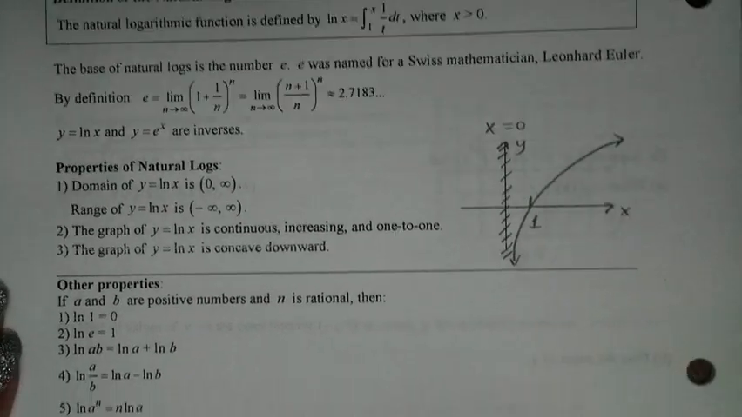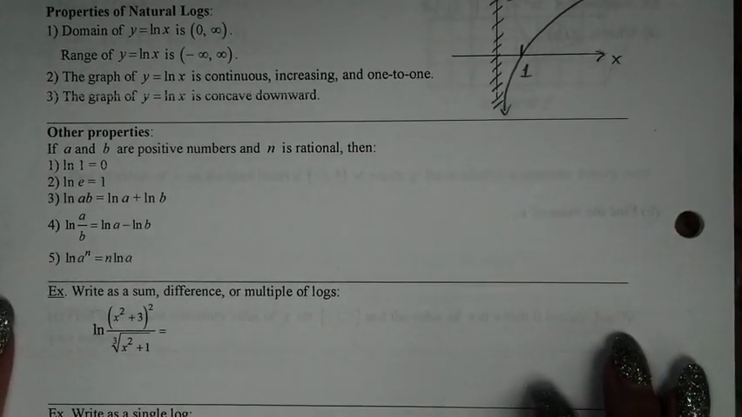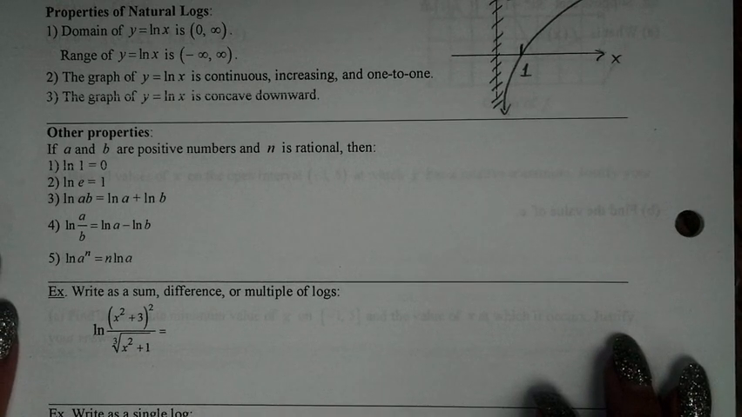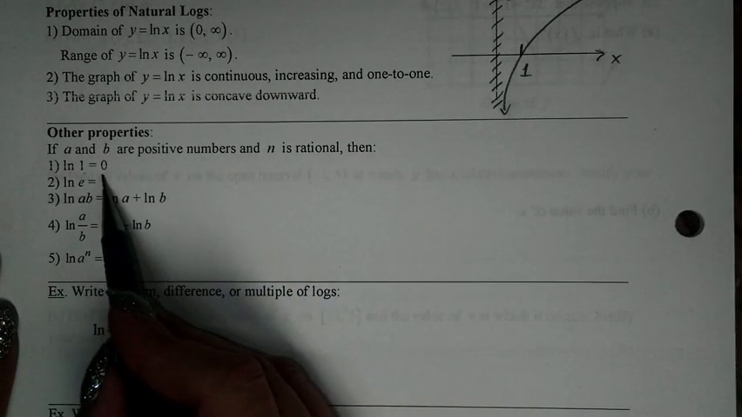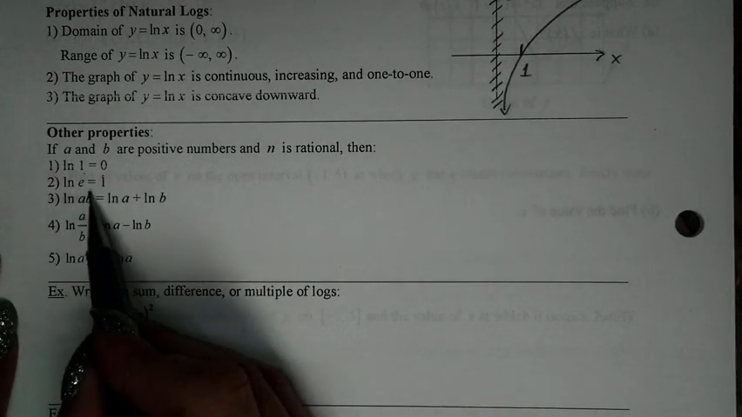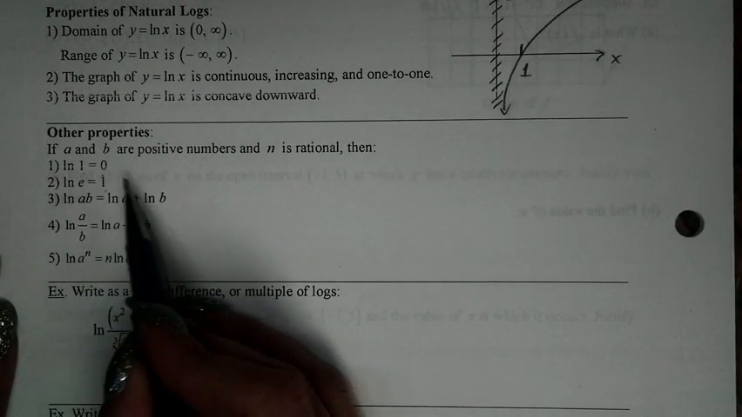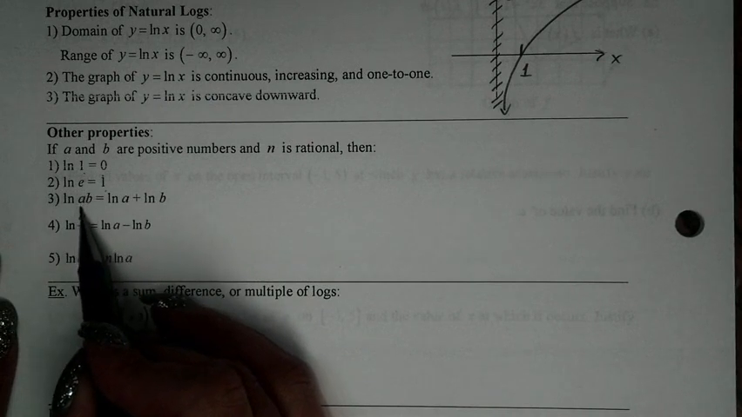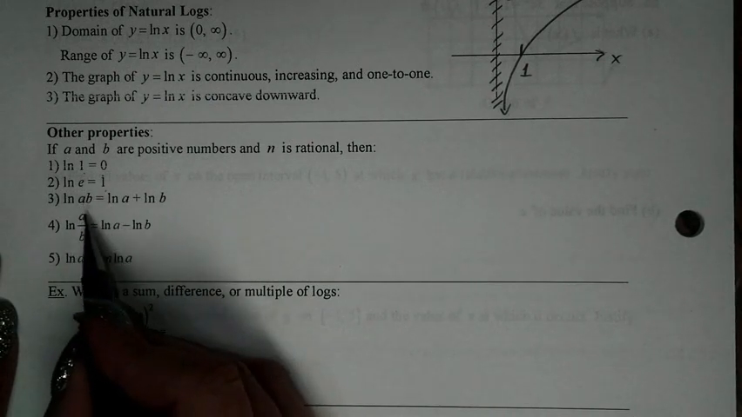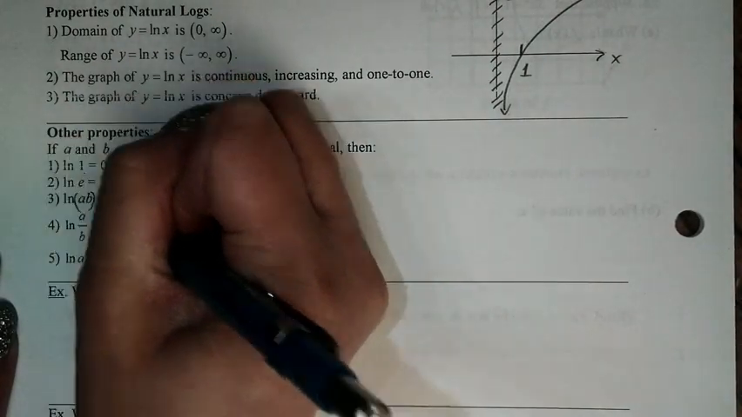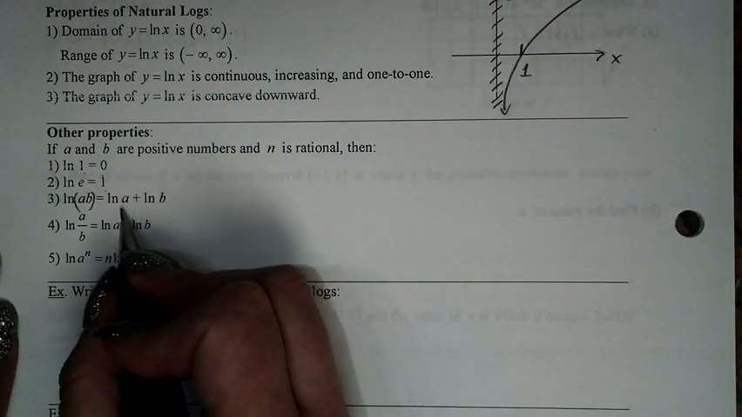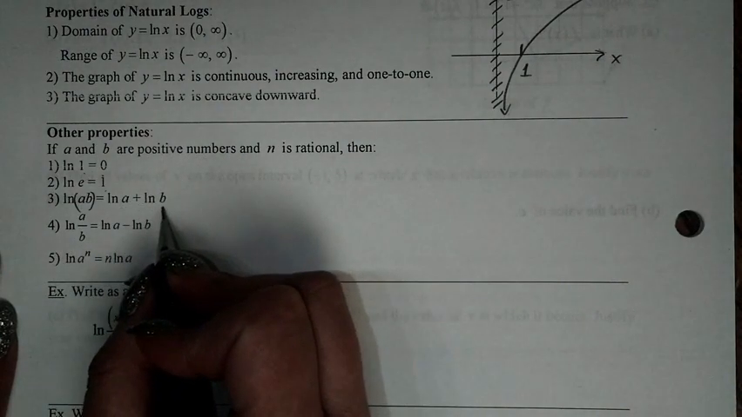Other properties that you might need to remember from algebra 2 are the following. If we have that a and b are positive numbers and n is a rational number, then natural log of 1 is equal to 0. That's a property that you learn in algebra 2 and pre-calc. Natural log of e is equal to 1 because of the property of them being inverses of each other. And then, super important, when you have the natural log of a times b, all of this inside the natural log, you can break it into natural log of a plus natural log of b.